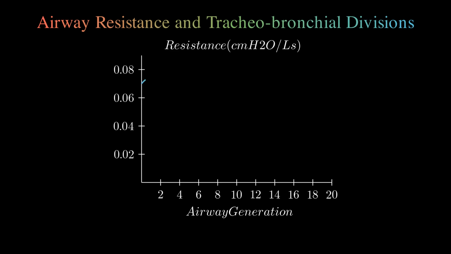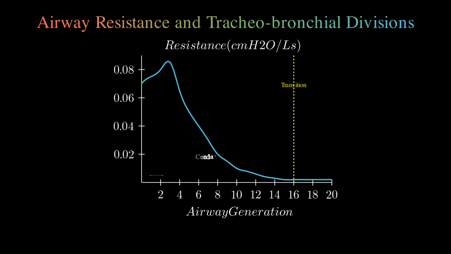As we move further down the airway tree, resistance rises to a peak and then falls steeply as the airways branch and multiply. Generation 16 marks the transition point from conducting airways to the respiratory zone. The conducting zone starts from the trachea and ends at the terminal bronchioles. Beyond this point lies the respiratory zone, where gas exchange takes place and resistance forces disappear.